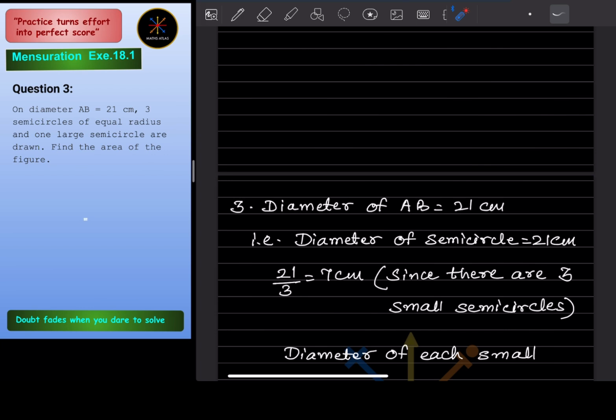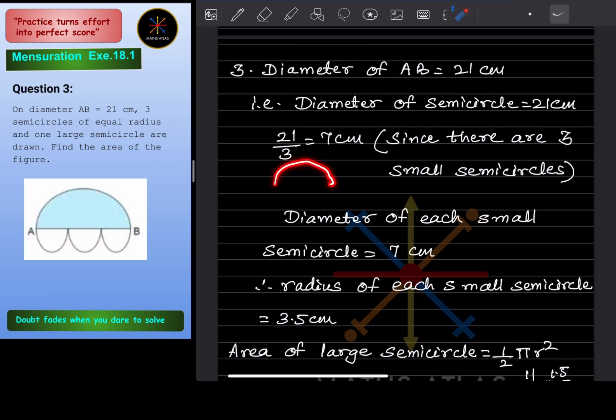They have asked, on diameter AB, this is the figure given, and there are 3 semicircles over here. This whole part is AB, and AB is given as 21 centimeter. So the diameter of this semicircle is 21 centimeter. What we can do is divide this 21 by 3, because there are 3 semicircles over here. When you divide by 3, we get 7 centimeters, since there are 3 small semicircles. So the diameter of each small semicircle is 7 centimeter.